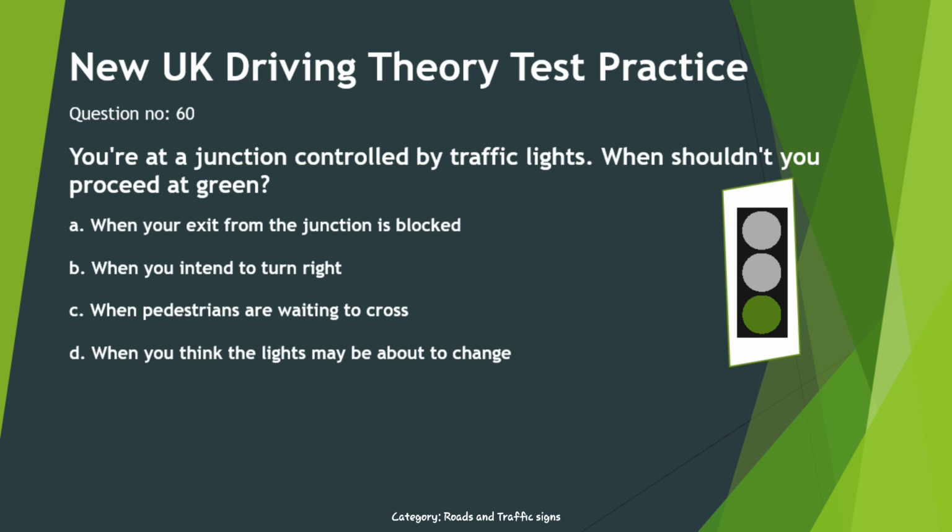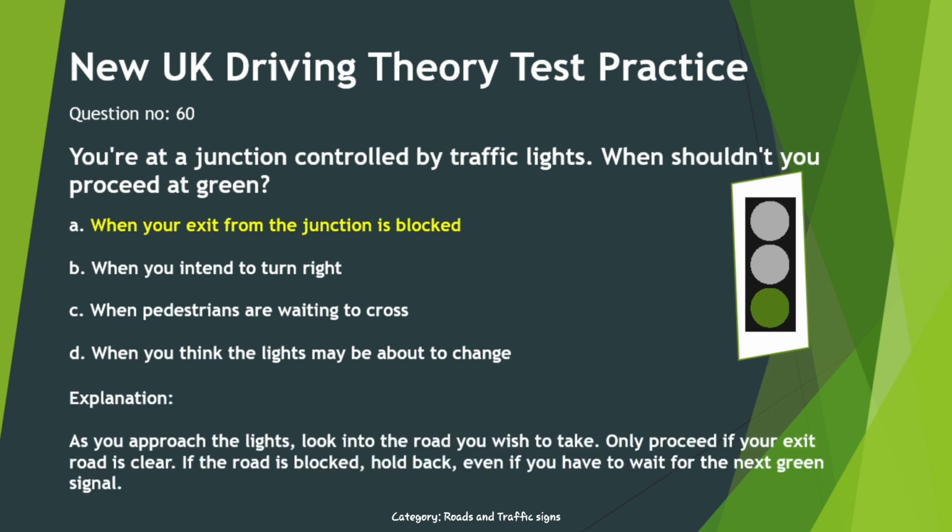Question 60. You're at a junction controlled by traffic lights. When shouldn't you proceed at green? A. When your exit from the junction is blocked. B. When you intend to turn right. C. When pedestrians are waiting to cross. D. When you think the lights may be about to change. The correct answer is A. When your exit from the junction is blocked. Explanation: as you approach the lights, look into the road you wish to take. Only proceed if your exit road is clear. If the road is blocked, hold back even if you have to wait for the next green signal.